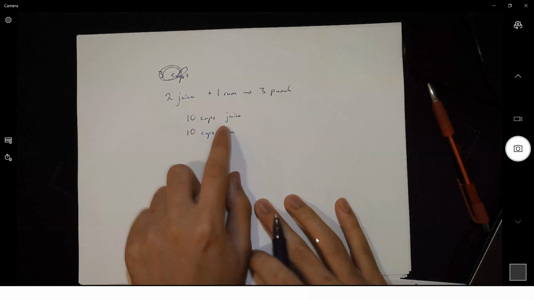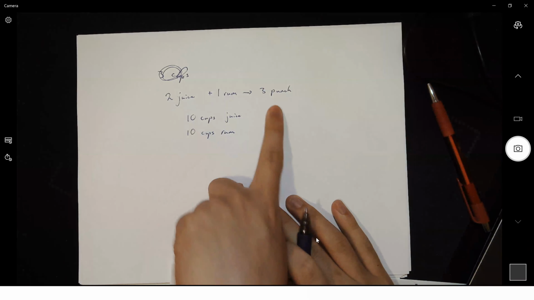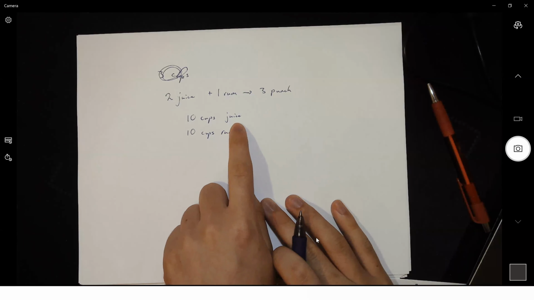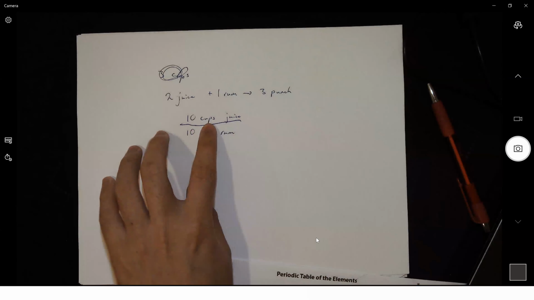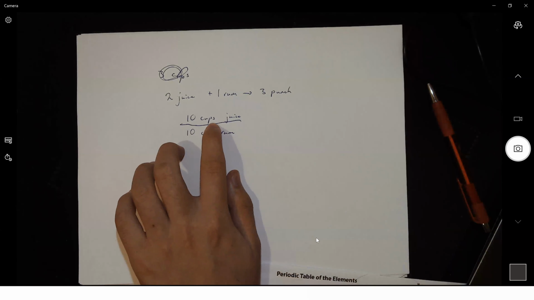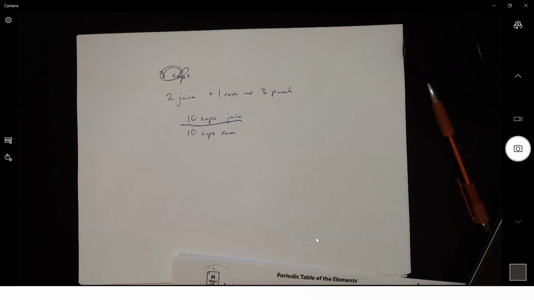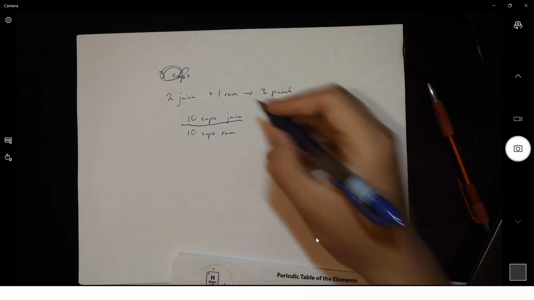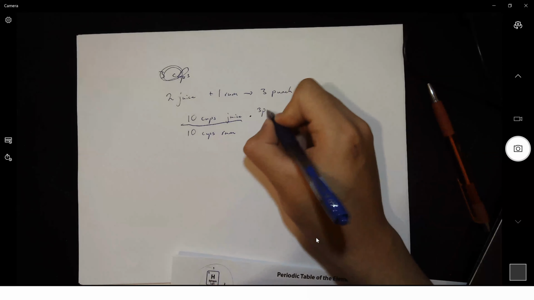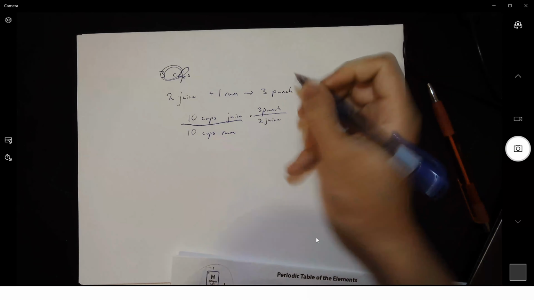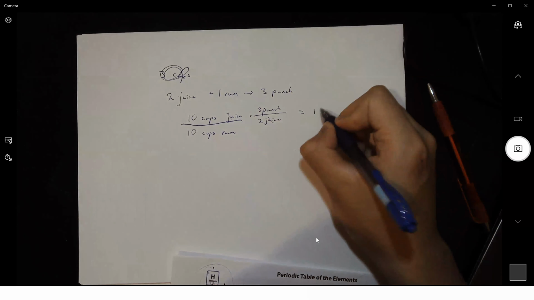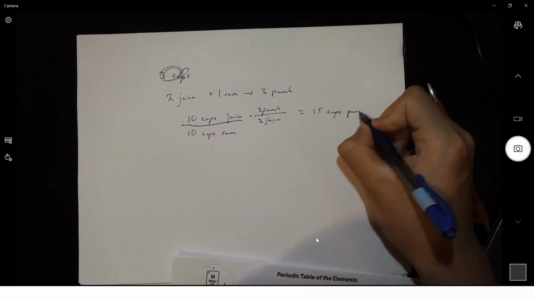Now, let's say we had 10 cups of juice and an infinite amount of rum. How much punch could we make? So consider the first case: 10 cups of juice and an unlimited amount of rum. So we can make 3 cups of punch per 2 cups of juice. So we can put it in our conversion factor. Right, this is equal to 1, and then this cancels out. Can someone do this example for me?